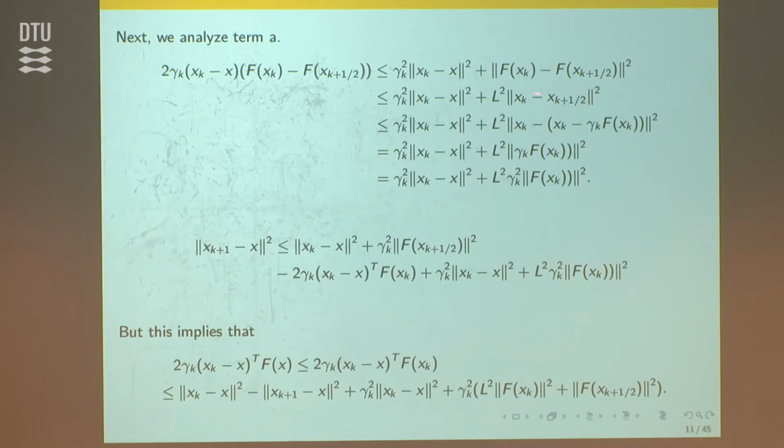Now, what do we use here? I've used Lipschitz continuity of this map. So f of xk minus f of xk plus half is less than L squared times xk minus xk plus half, the whole squared. Okay. Now, what is xk plus half? Xk plus half in this particular case is xk minus gamma k f of xk, and this is xk. Why is that? Does anyone remember? How did I get that? Let's remind ourselves.